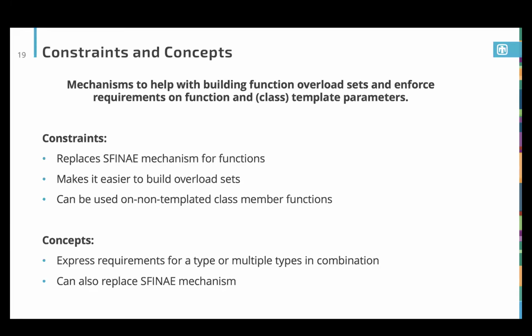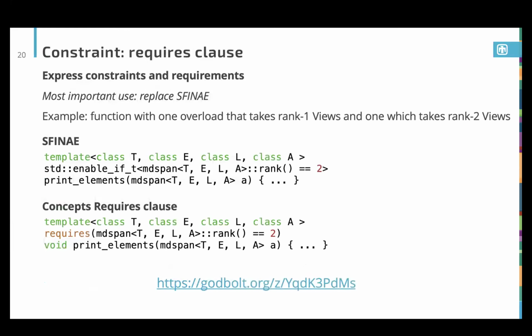Concepts are in some ways an extension of that. It essentially allows you to express requirements for a type or multiple types in combination. So you can essentially combine constraints into one nice, handy shorthand. The basic constraint is introduced via what is called the requires clause. What that does is it expresses constraints and requirements on your function. The most important usage in my mind is that you get rid of clunky SFINAE mechanisms.